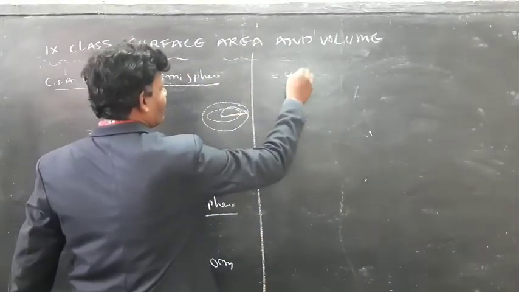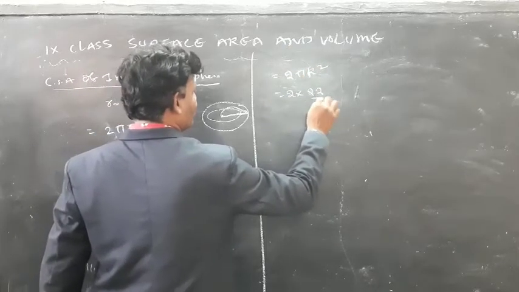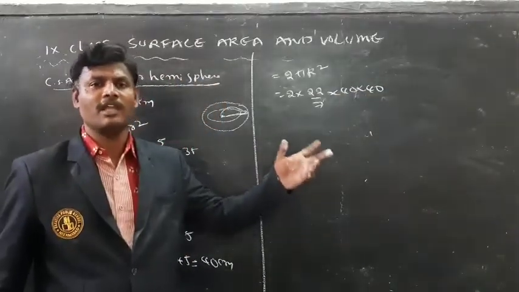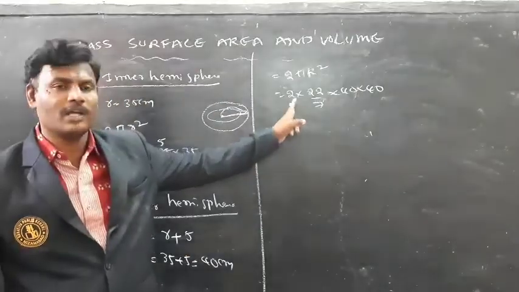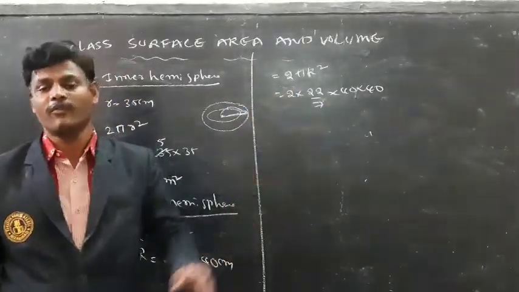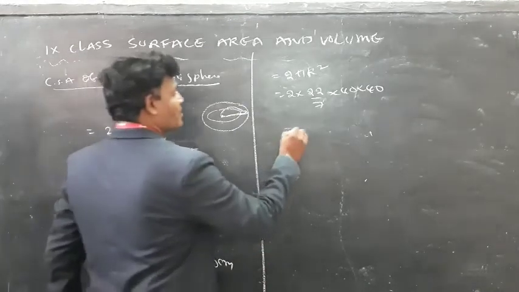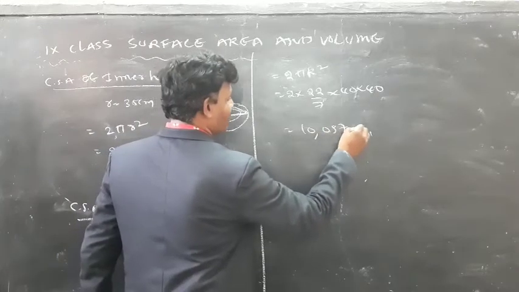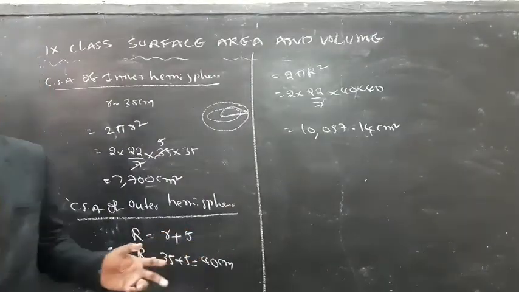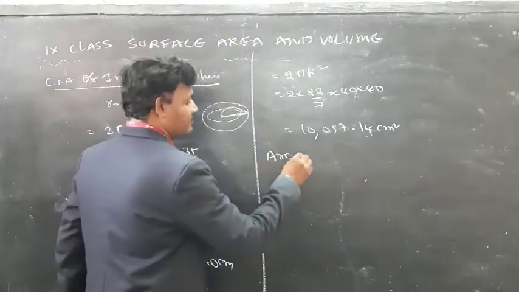Now what is the formula here? 2 pi r square. 2 into 22 by 7 into 40 into 40. So the curved surface area of the hemisphere is 2 pi r square. 2 into the value of pi is 22 by 7 into what is the outer radius? 40 centimeters. 40 into 40. So after the calculations you will get 10,057.14 centimeters square.